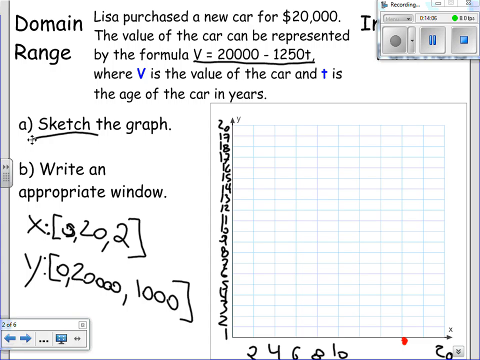How do you find your Y-intercept? X equal to 0. So you got Y is equal to 20,000 minus 1250 times 0. That's just going to cancel that out. Now Y is equal to 20,000.